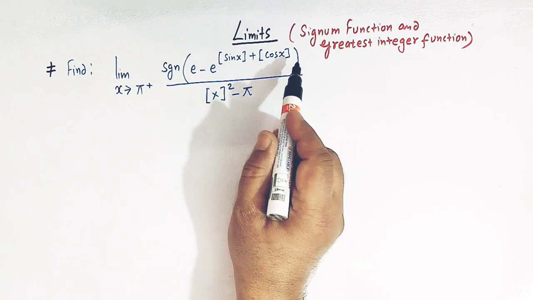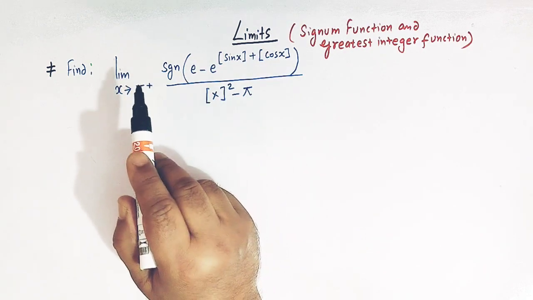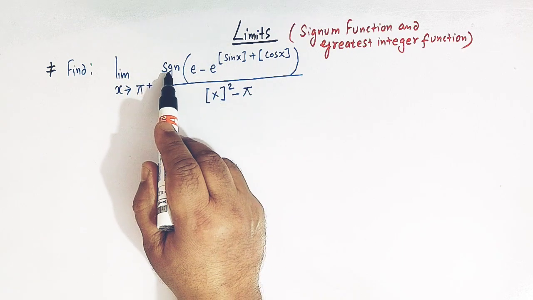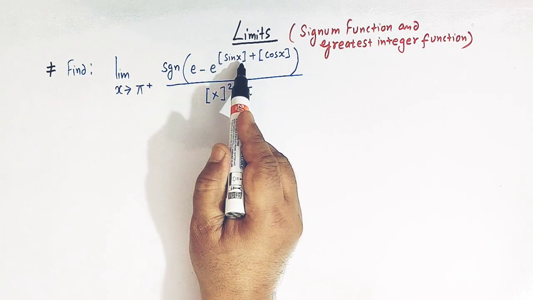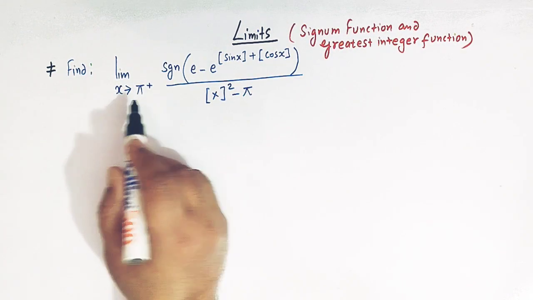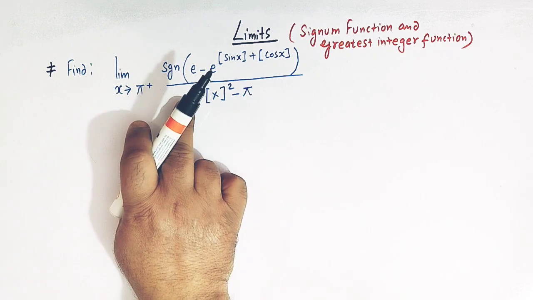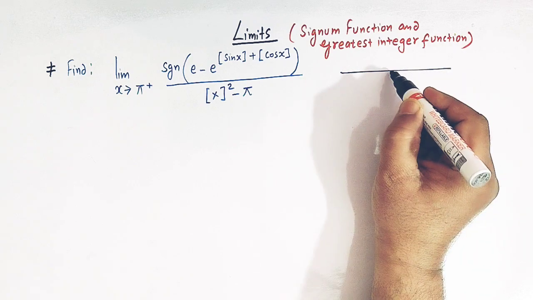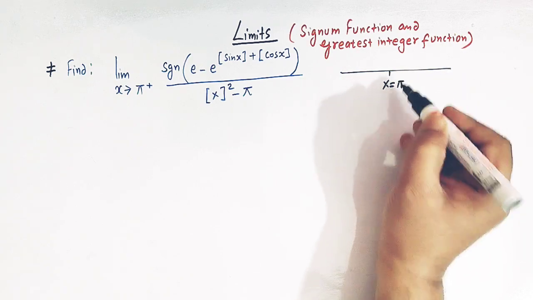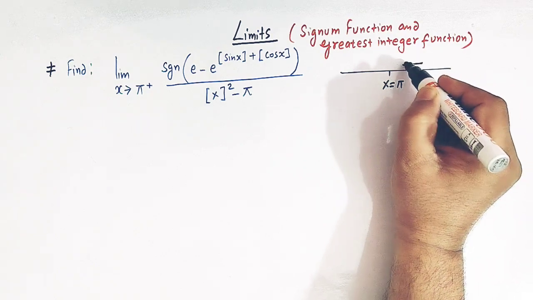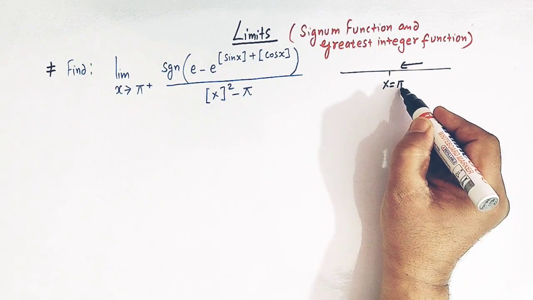So we see that there are two important functions involved in this limit, the signum function and the greatest integer function. Let us start. Now we have to evaluate the right hand limit of this function when x approaches pi. So we have x equal to pi, and we are approaching x equal to pi from the right.